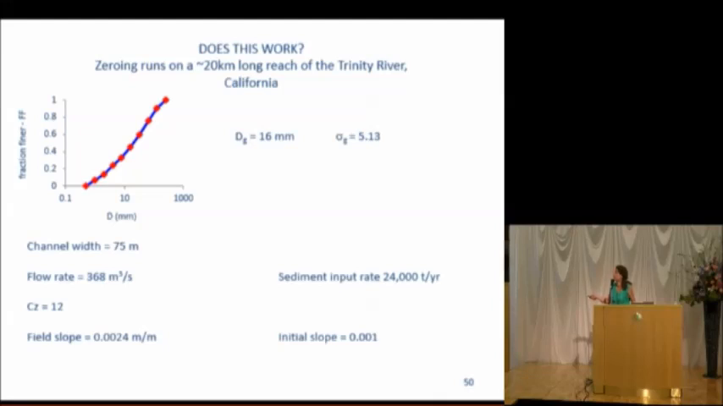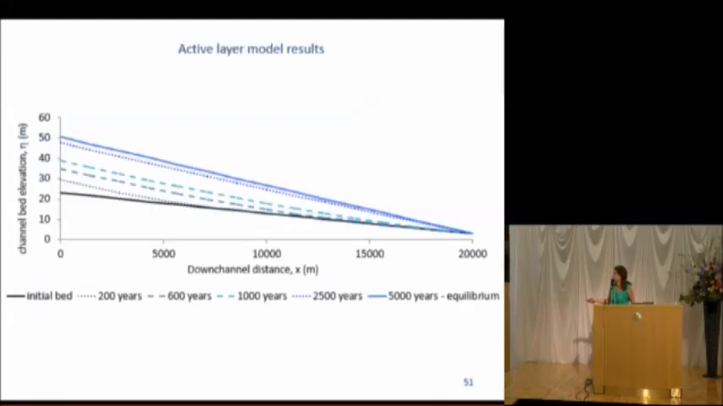Active layer model runs. It takes about 5,000 years to reach mobile bed equilibrium. The black line is our initial condition. This is the transient evolution of the long profile. The blue line here is the final bed elevation. We have a rotation of the longitudinal profile around the downstream end because this is a locally normal flow model. So our downstream boundary condition is a specified bed elevation here, and we have a rotation around that point. And if we look at the final slope, we have 50 meters over 20 kilometers, which is close enough to 0.0024.